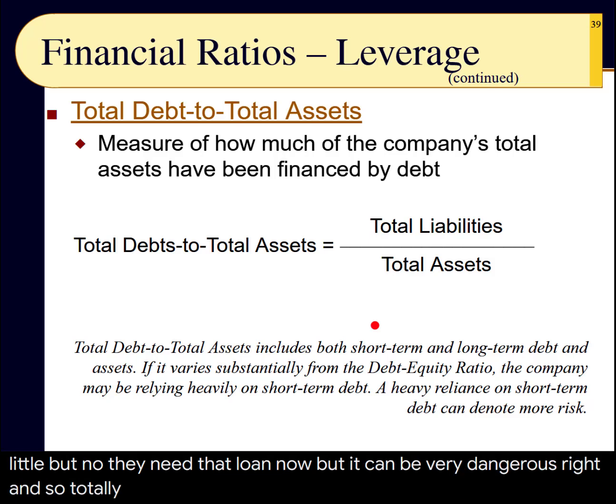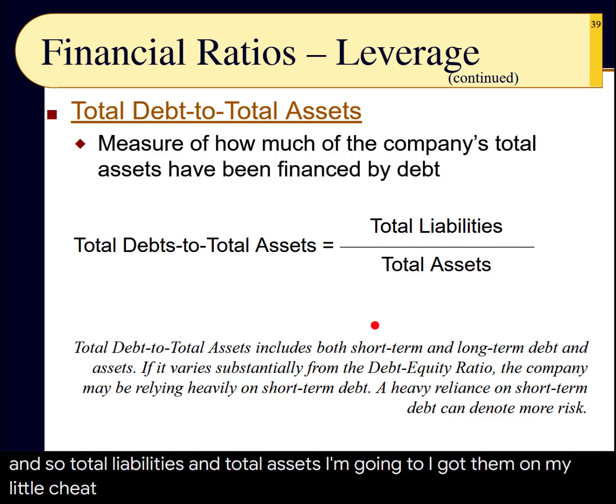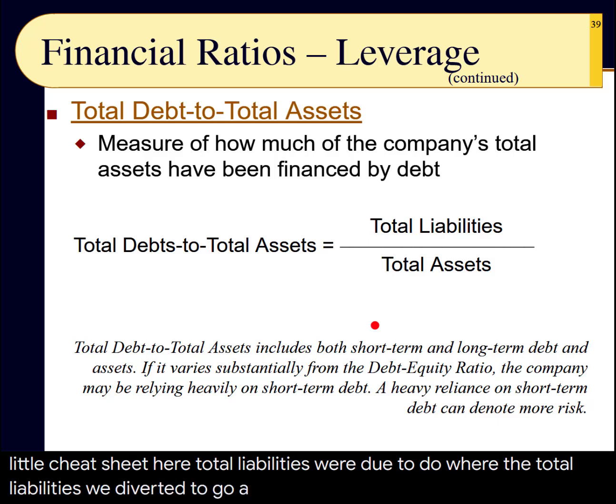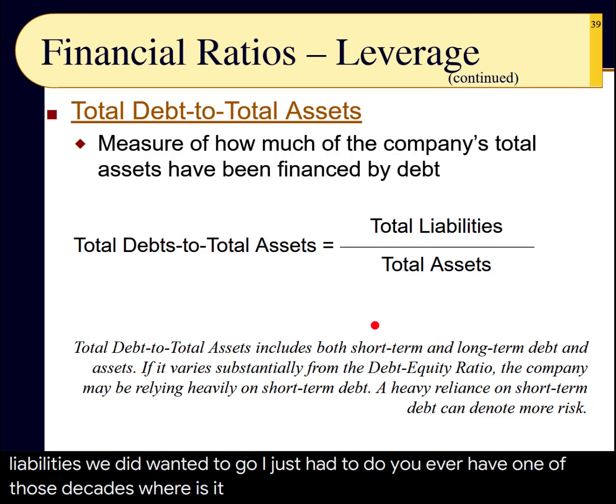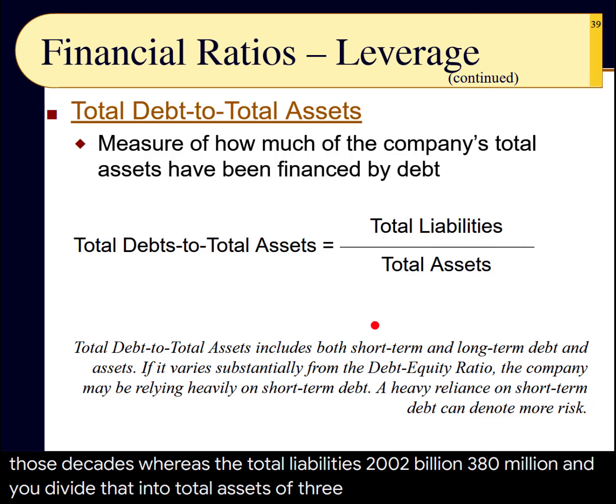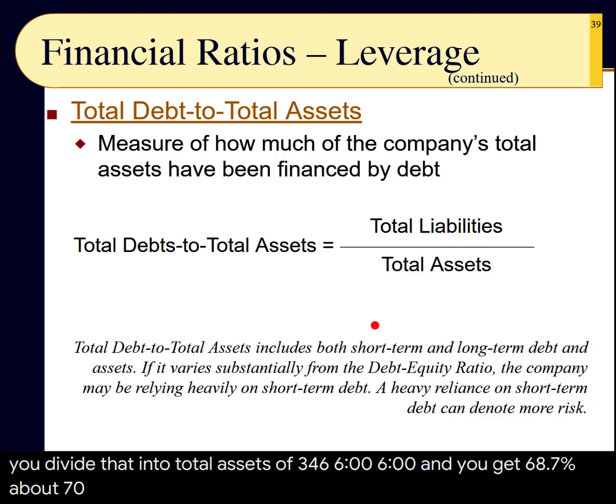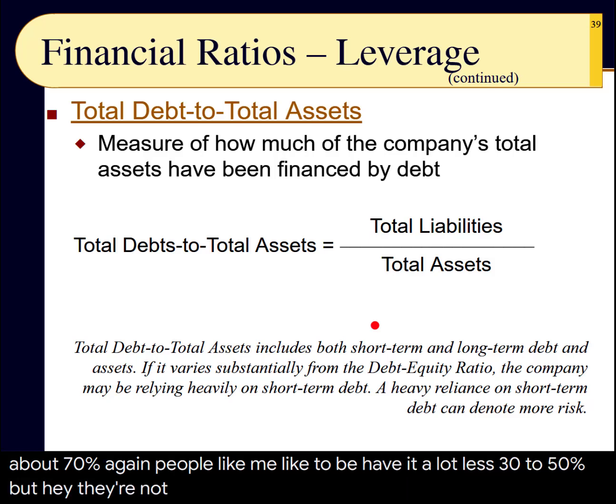And so total liabilities and total assets, I've got them on my little cheat sheet here. Where are the total liabilities? Where did they go? Did you ever have one of those days? Oh, 2,380,000,000, and you divide that into total assets of 3,466,006, and you get 68.67%, about 70%. Again, people like me like to have it a lot less, 30 to 50%, but hey, they're not worried, obviously. And we have to look at their competitors and see what they're doing.